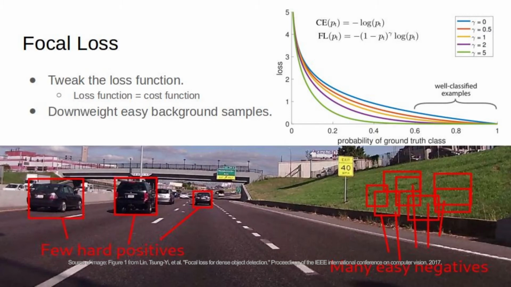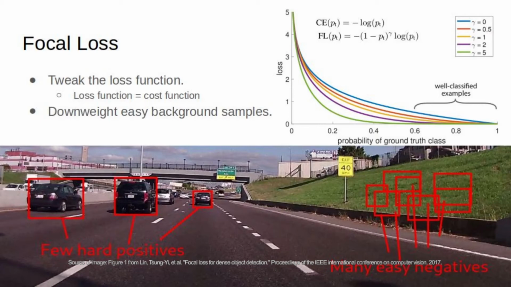RetinaNet is made by taking a one-stage detector and using what they call focal loss as their loss function. And a loss function is just what we call a cost function in class. This focal loss will downweigh the so-called easy background samples, and these are the samples where the classification has a very high confidence. So instead, we focus our training on the hard samples.